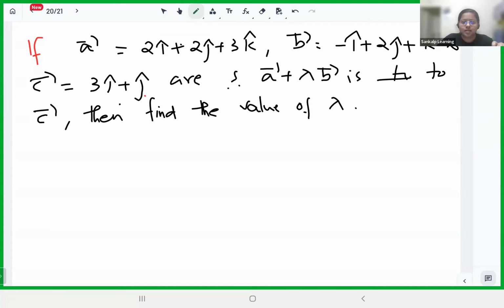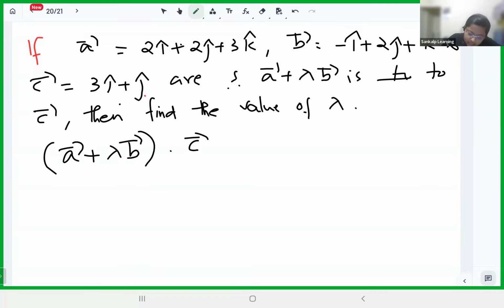From that, what is the condition that you are getting? That is, vector A plus lambda times vector B dot vector C is equal to 0, right? Since they are perpendicular, (A plus lambda B) dot C is equal to 0. So from this, first you need to find out what is vector A plus lambda times vector B.